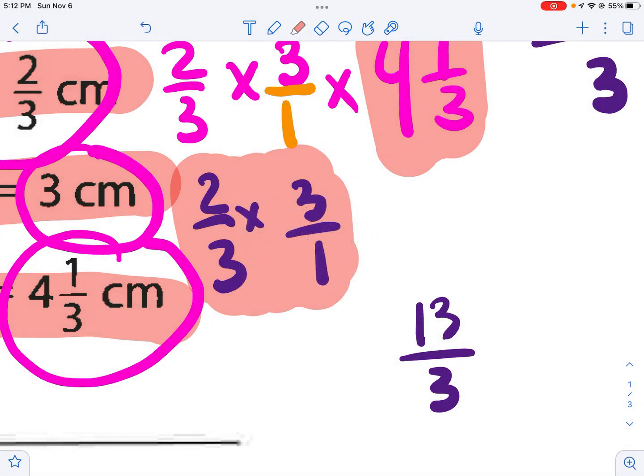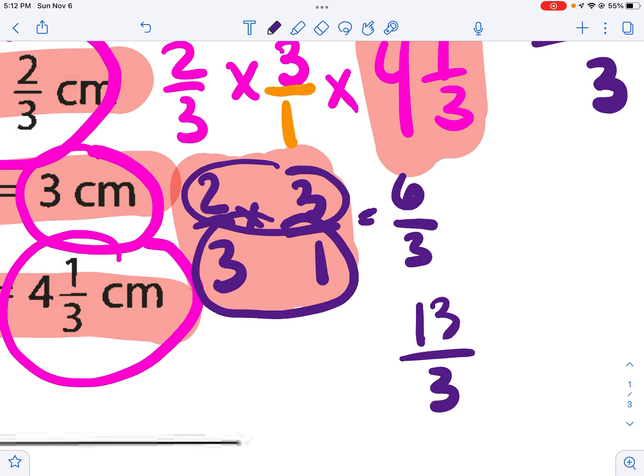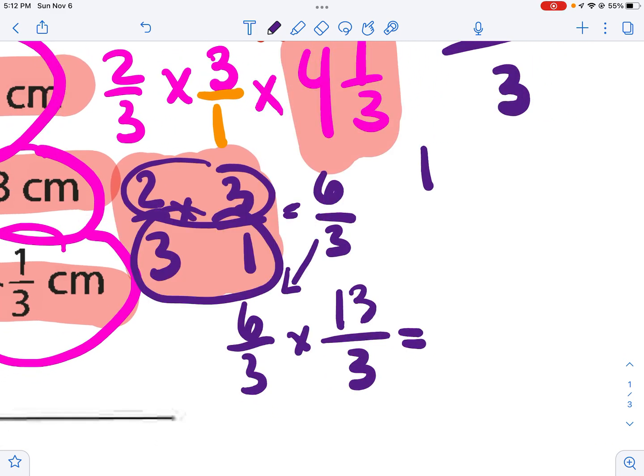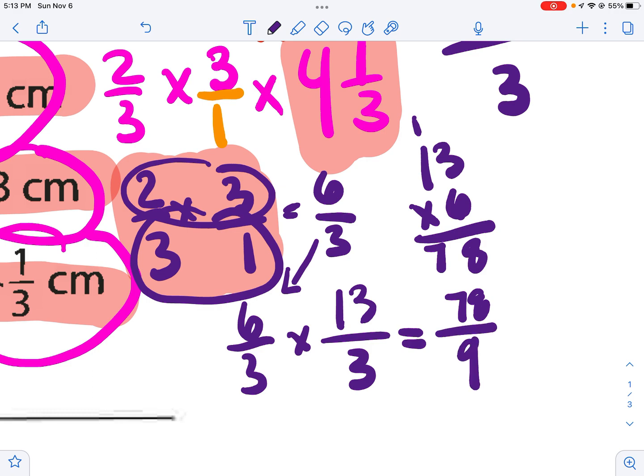So 2 times 3. I know that 2 times 3 is 6, and then 3 times 1 is 3. So that's not my final answer. That's just what I got when I multiplied 2 over 3 times 3 over 1. Now I'm going to take 6 over 3, put it down here, and now I'm going to multiply these two together. So 13 times 6 next. I'm going to do that on the side over here. 6 times 3 is 18. 6 times 1 is 6, plus 1 is 7, so 78. And then 3 times 3 is 9.